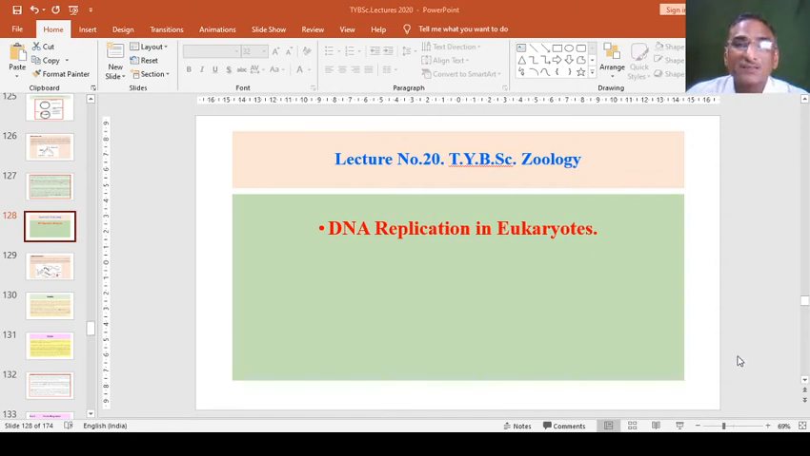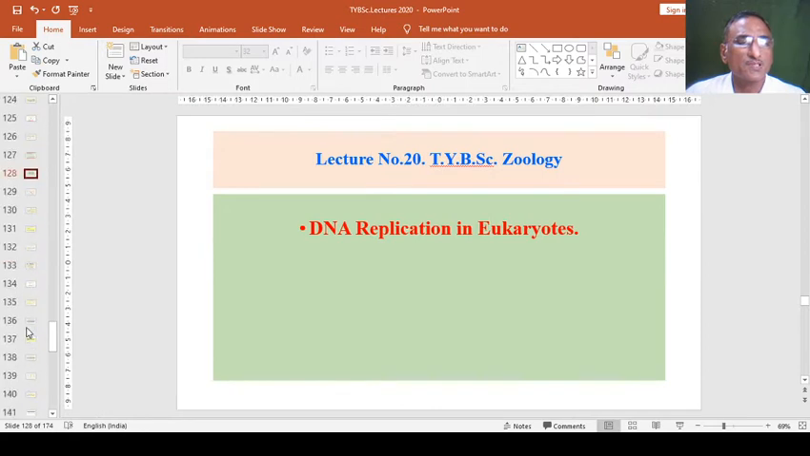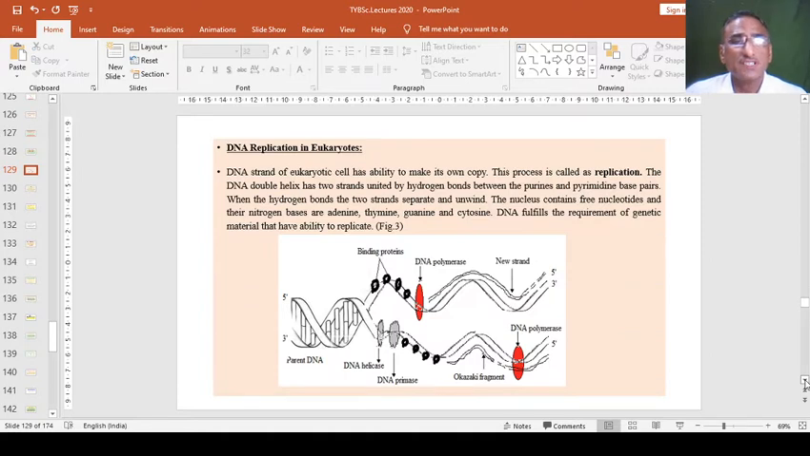Okay, dear friends, we will continue our lecture number 20 of TYBSc Geology, particularly of cell and molecular biology. Last time we saw how replication takes place in prokaryotes. Now we will see DNA replication in eukaryotes, and how the eukaryotic cells are responsible for the replication.